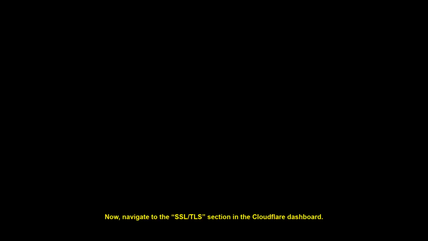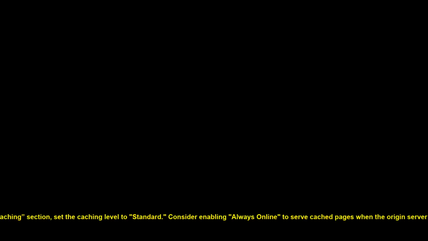Now, navigate to the SSL/TLS section in the Cloudflare dashboard. Select the SSL option that best fits your site, usually full is a good choice. Next, head to the speed section in the Cloudflare dashboard. Here, enable Auto Minify for HTML, CSS, and JavaScript. Check the Rocket Loader option to improve loading times for JavaScript. In the caching section, set the caching level to standard. Consider enabling Always Online to serve cached pages when the origin server is unavailable.